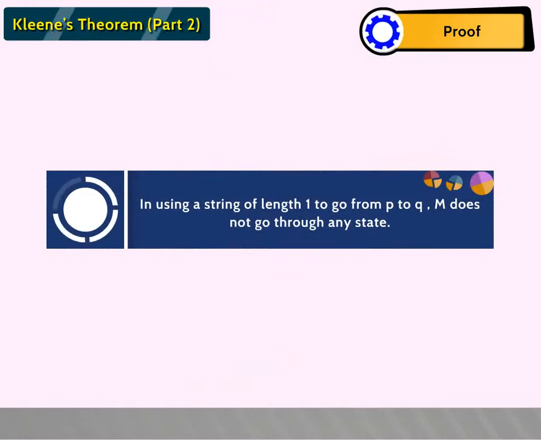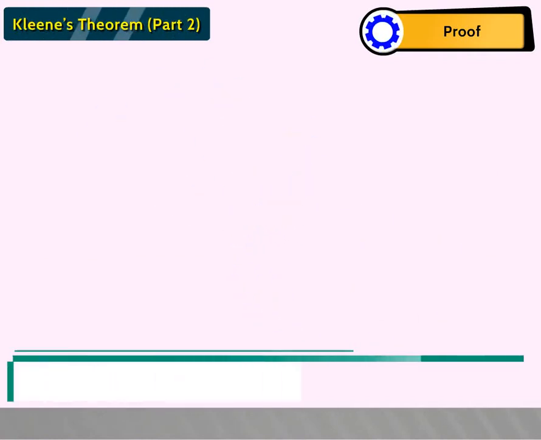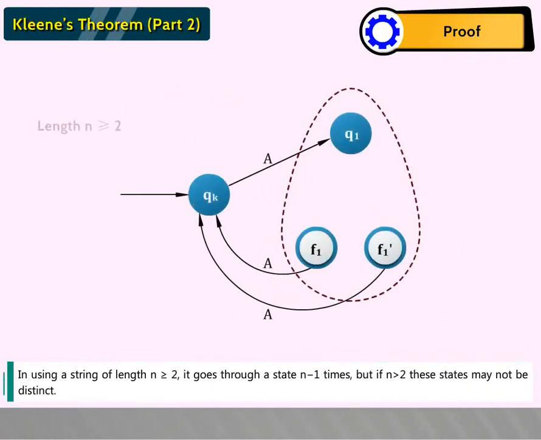In using a string of length 1 to go from p to q, M does not go through any state. In using a string of length n greater than or equal to 2, it goes through a state n-1 times, but if n is greater than 2, these states may not be distinct.